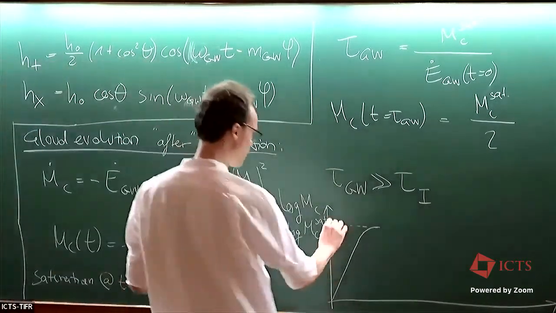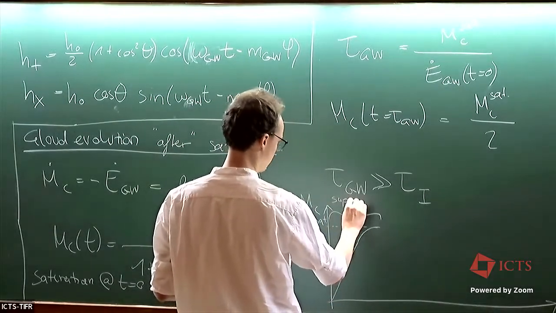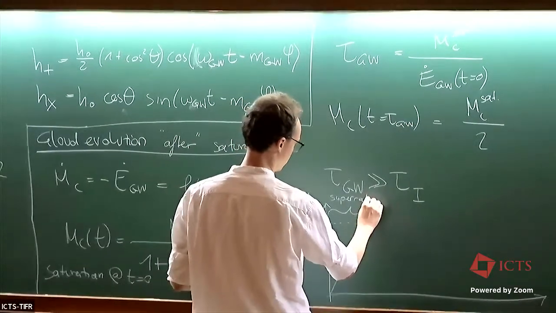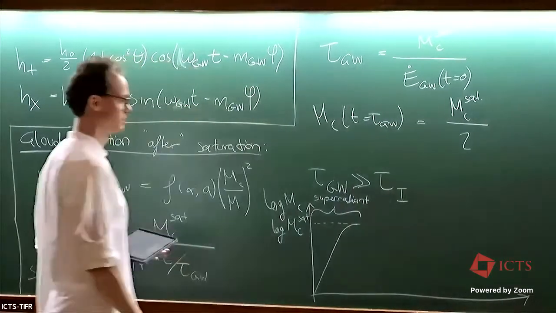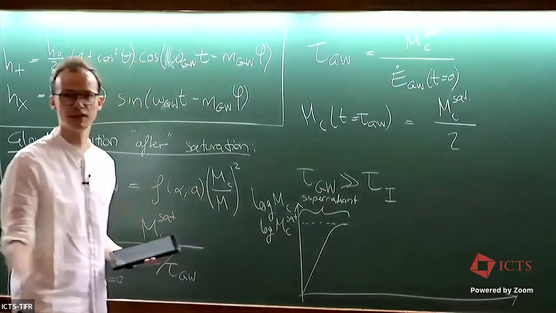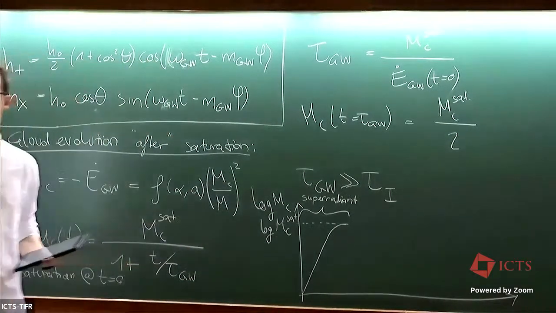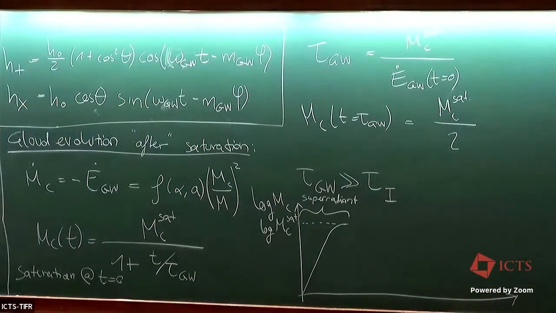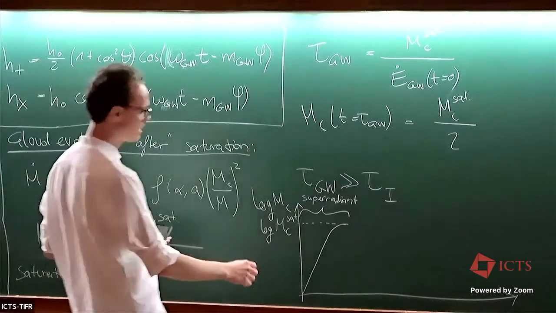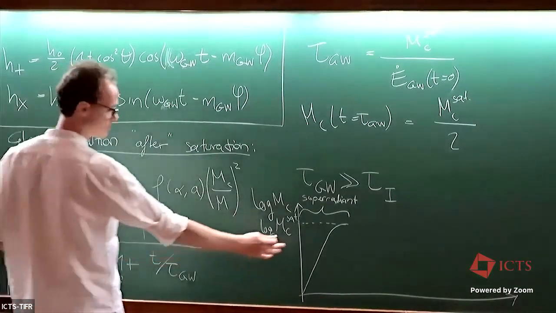And so all of this regime, we're going to call the superradiant regime. Superradiant. Okay? So here, basically, the emission of gravitational waves doesn't matter at all, because the timescales of the emission are so much longer than the growth timescale. Okay? But then, of course, over time, as we just found out, the growth stopped, right?